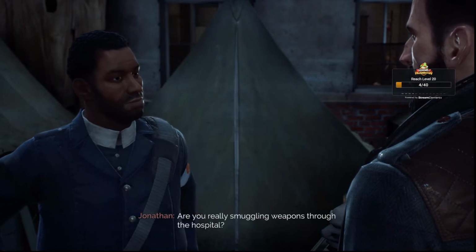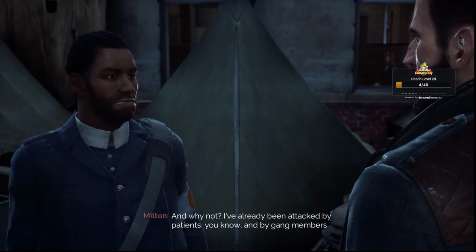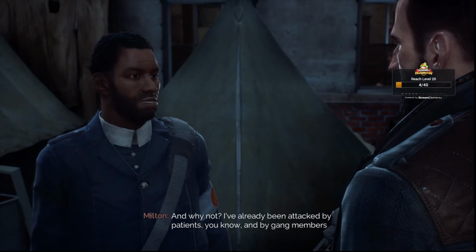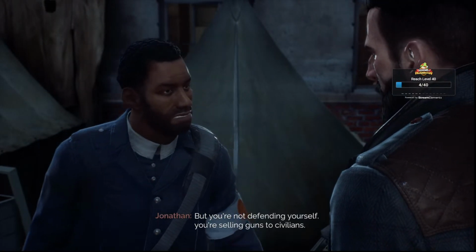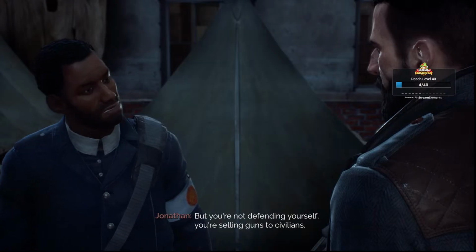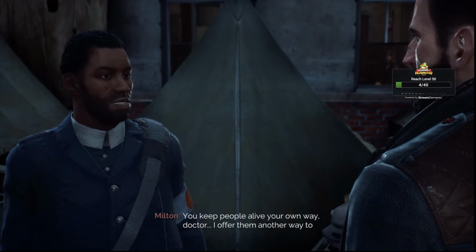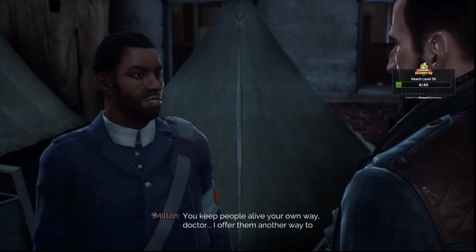Are you really smuggling weapons through the hospital? And why not? I've already been attacked by patients, you know. And by gang members willing to steal my money. But you're not defending yourself. You're selling guns to civilians. You keep people alive your own way, Doctor. I offer them another way to protect their health.